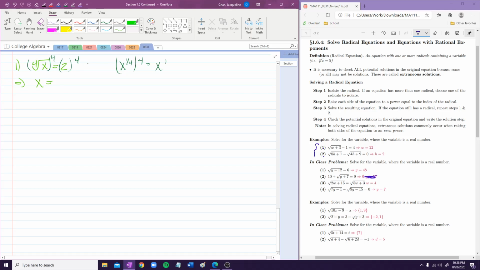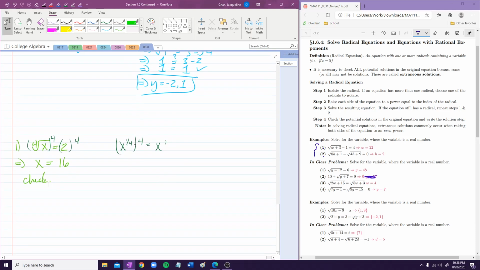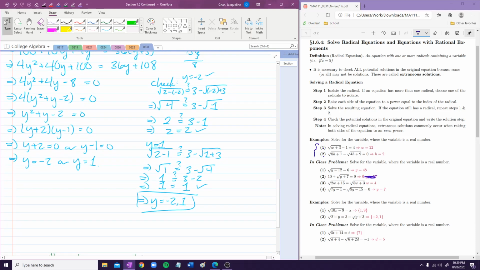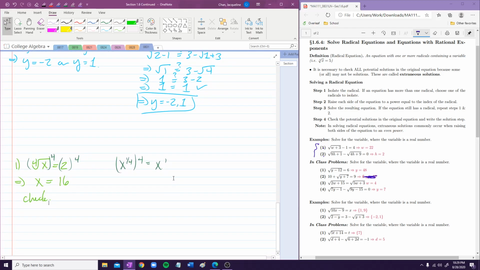2 to the 4th is 2 times 2 times 2 times 2. In that case, that is 16. And for this one, this is it. So now we have to check it. I don't have to write x equal to 16 because that's the only one I have to check. But when you have to check multiple solutions, you have to tell me which potential solution you are checking.